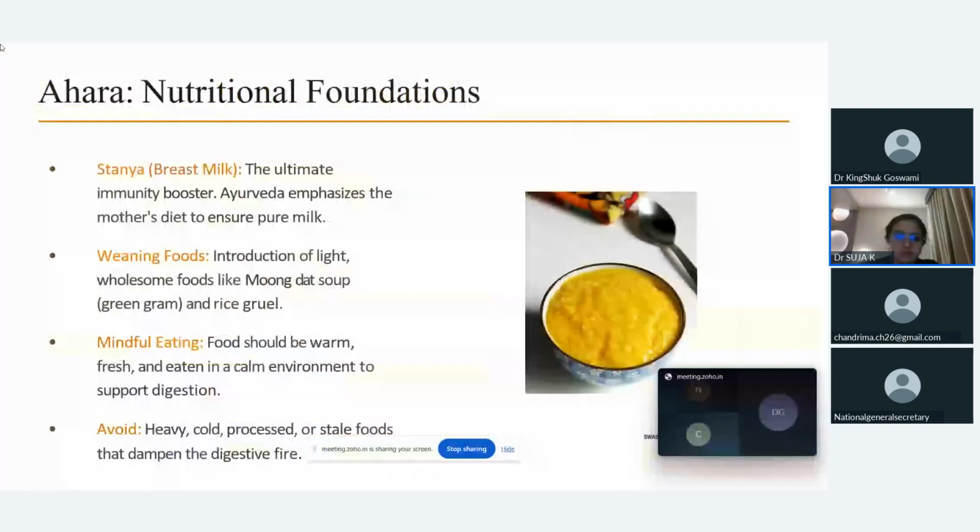So Ahara, moving on to the Ahara, the nutritional foundations. Stanya, which is the basic nutrition of the newborn, is considered to be the ultimate immunity booster. It emphasizes the mother's diet to ensure pure milk. Exclusive breastfeeding is suggested till 6 months of age. This breast milk is considered as Amrita. Why? It nourishes the newborn.